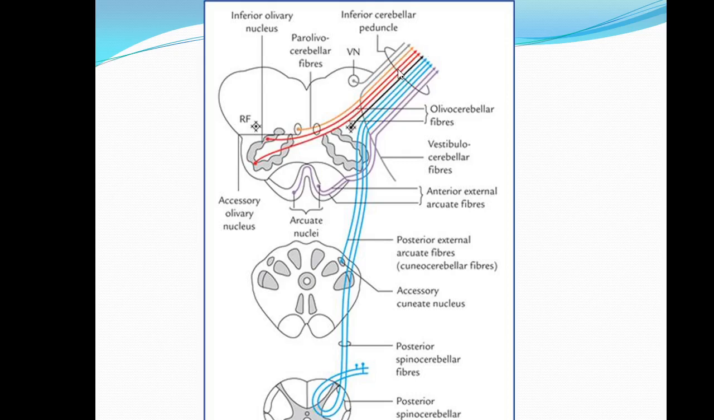Then here from the thalamus, coming from the ventral nucleus, you can see the thalamocerebellar tracts.